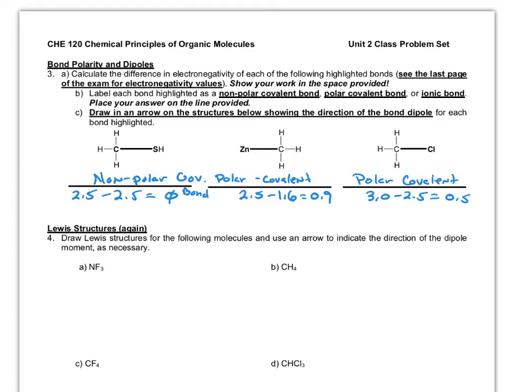And so now what we need to do is draw in an arrow to show the direction of the bond dipoles. In the first case, we've got none, so there's going to be no line. Here, our zinc is less electronegative than our carbon, so our dipole is going to go in the direction of the more electronegative element. So in this case, it's going to go towards the carbon. And in our last example, carbon and chlorine, chlorine is more electronegative, and therefore our dipole is going to go in the direction of the chlorine shown there.